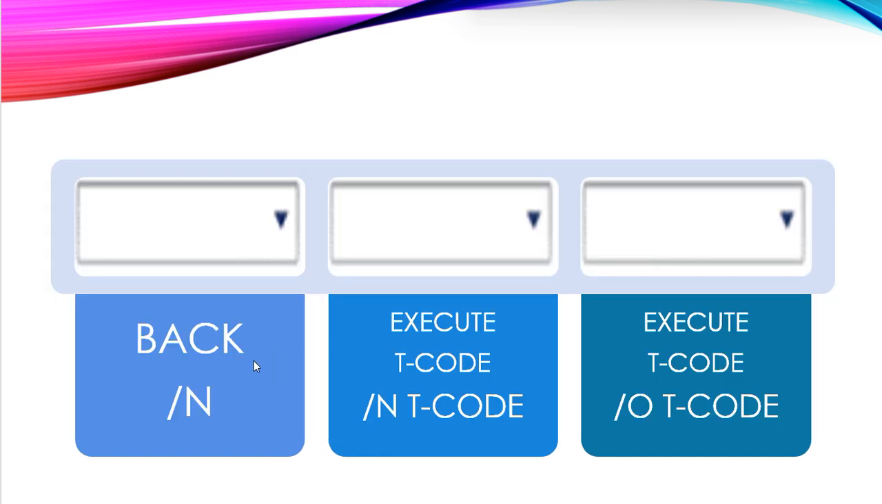In order to go back, then in the command field of SAP, you can write /n to execute any T code. You can write /n and mention the T code like ME23 or MB5P. And in the command field of SAP, you can also write /o and mention the T code like MB51.